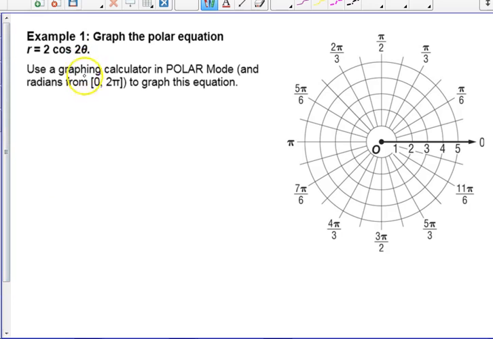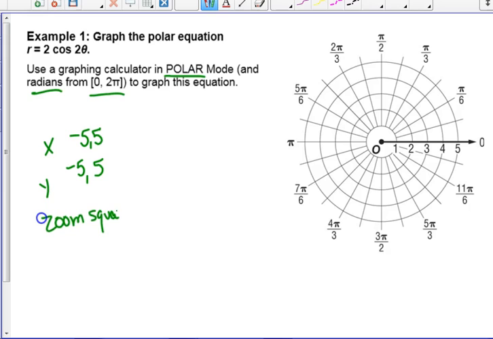We're going to do this one on the calculator. You need to be in polar mode, in radians, and go from 0 to 2 pi. I also did -5 to 5 for my x, -5 to 5 for my y, and then I did a zoom square just to make it look nicer after I faked it into the -5 to 5.